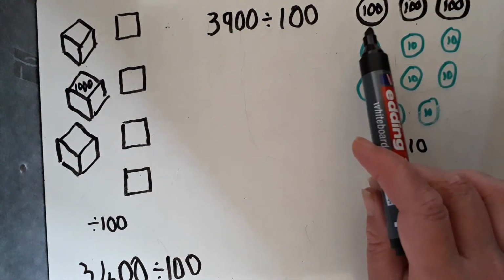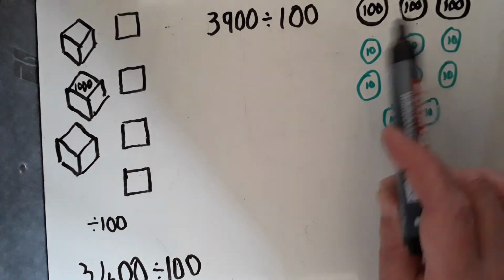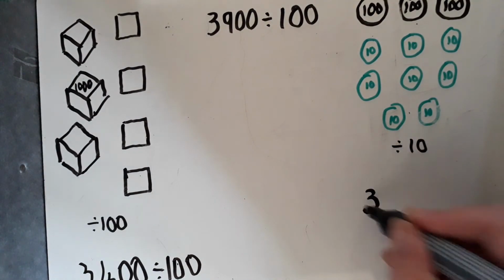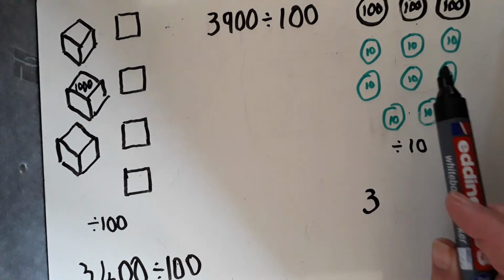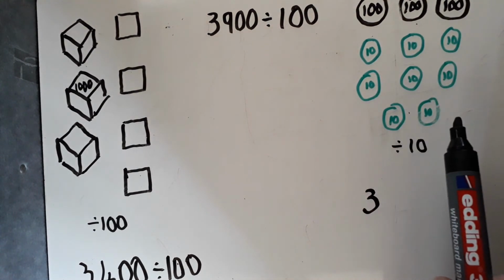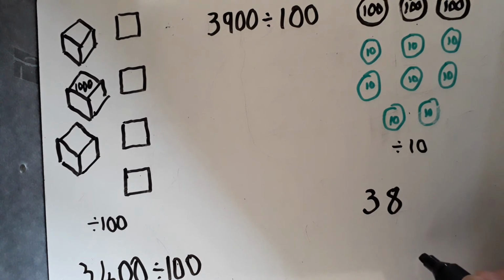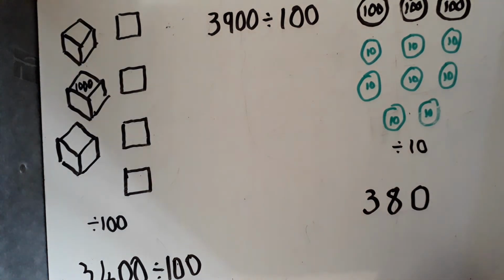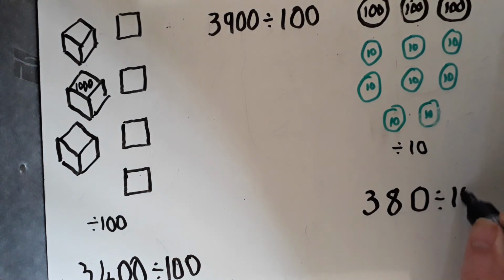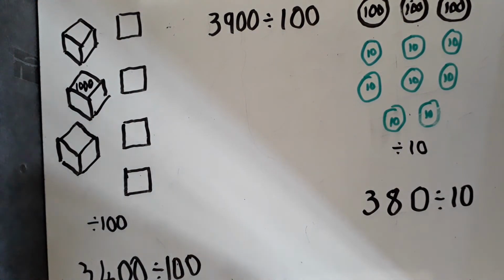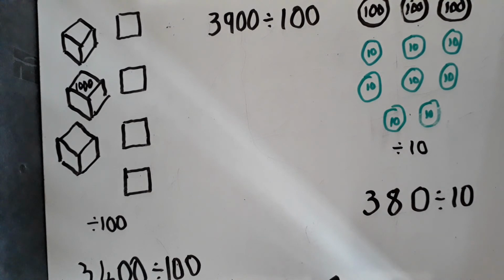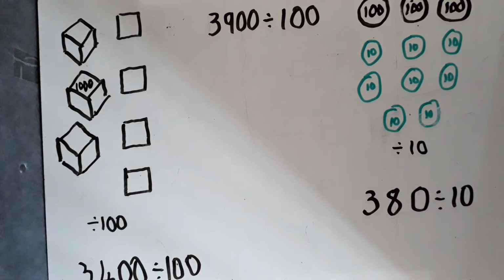Okay, and here we've got 3 100 counters. So we've got a 3 in the hundreds, and then 1, 2, 3, 4, 5, 6, 7, 8 tens. So an 8 in the tens, and there are no ones. Okay, and then we've got to divide that by 10. All right, so I want you to pause the video, do that, and then check my answers. Also, you need to order the answers from the greatest to the smallest. Okay.